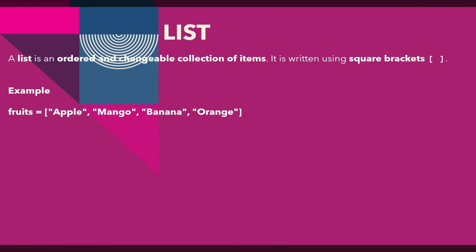Next we have list. So list is an ordered and changeable collection of items. As I said, list is a mutable data type, so we can change its value after its creation. And it is always written using square brackets. So example for this would be, suppose I am making a list of fruits. I am writing apple, mango, banana, orange. So these values can be changed as list is mutable. So again, repeating the definition, a list is an ordered and changeable collection of items, and it is always written using square brackets.